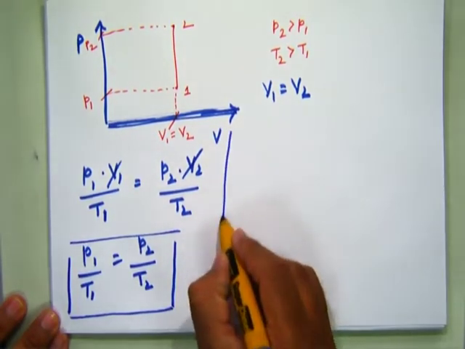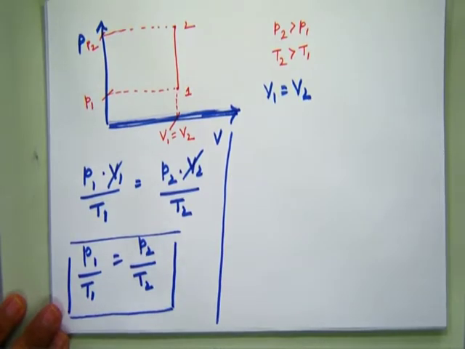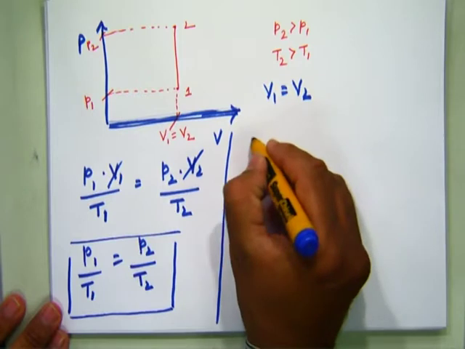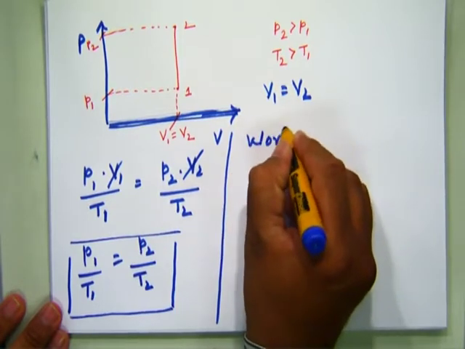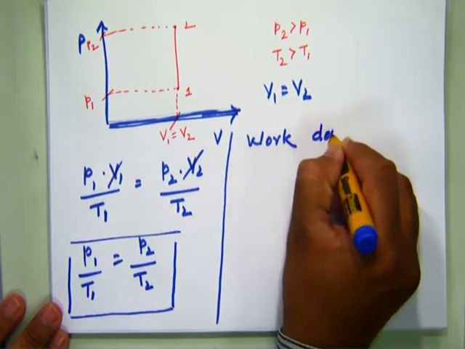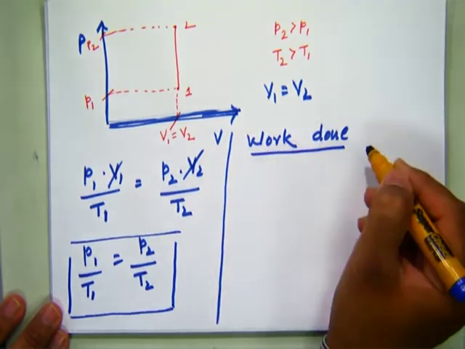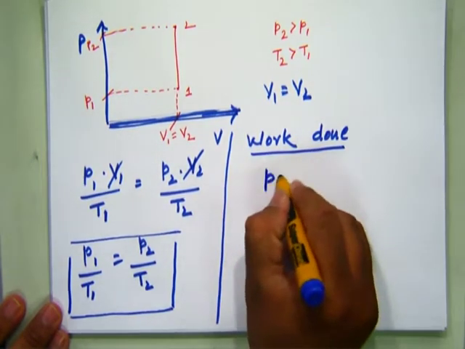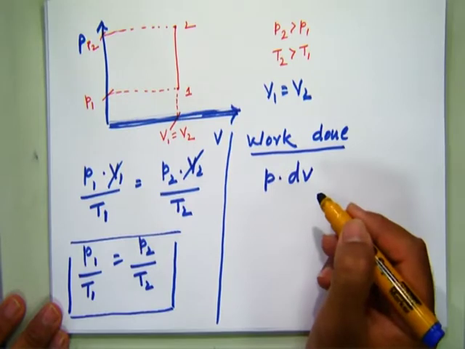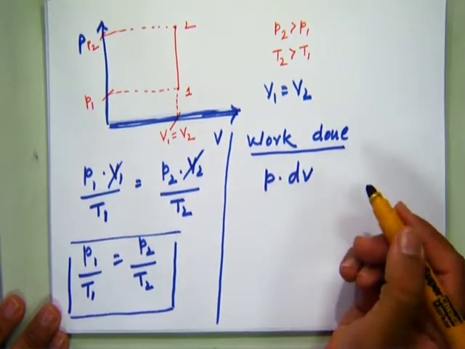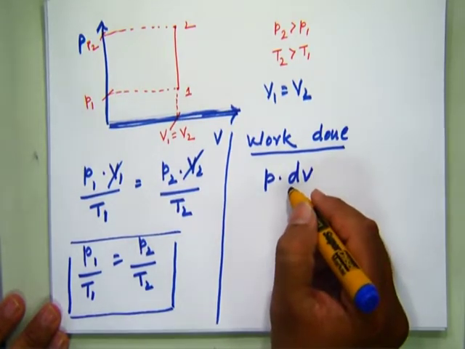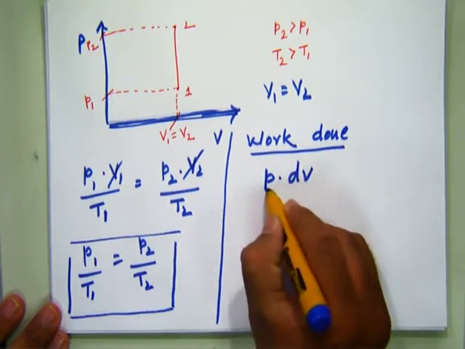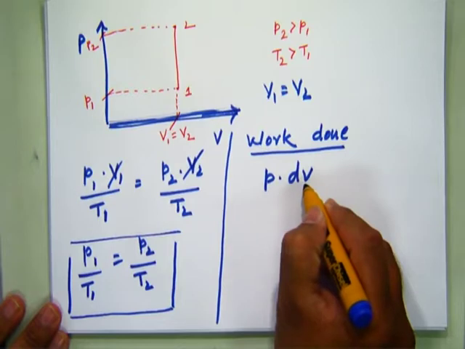Next, the work done during the process. Work done you can define as P into dV. For a small change of volume, you can write P into dV.